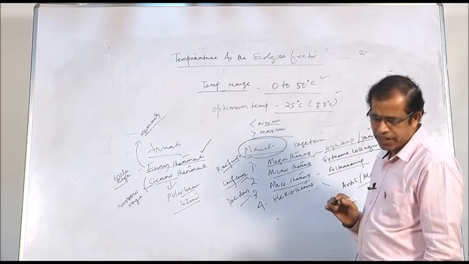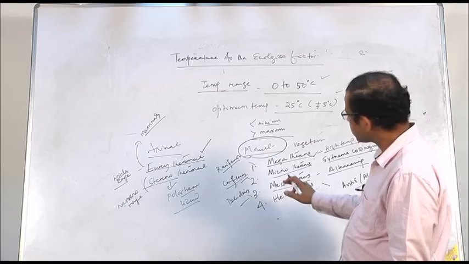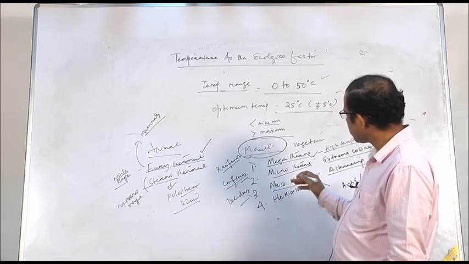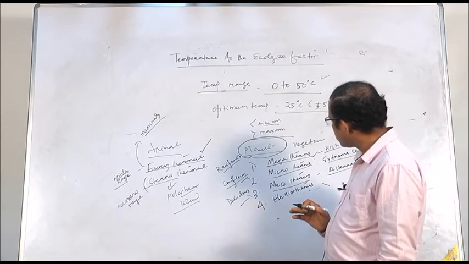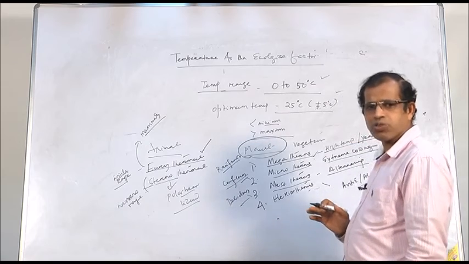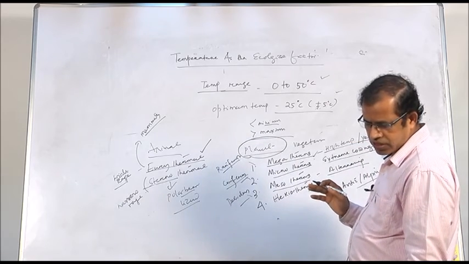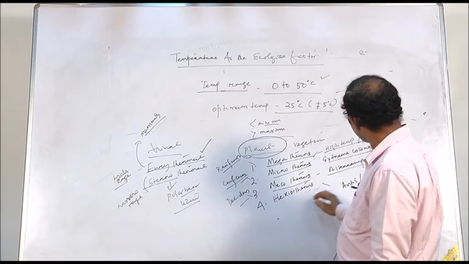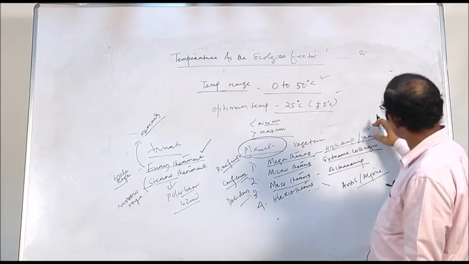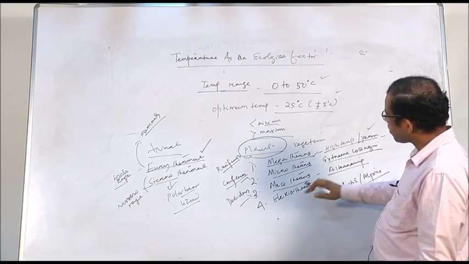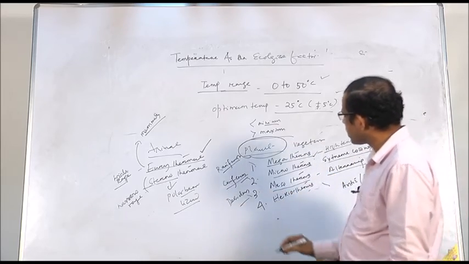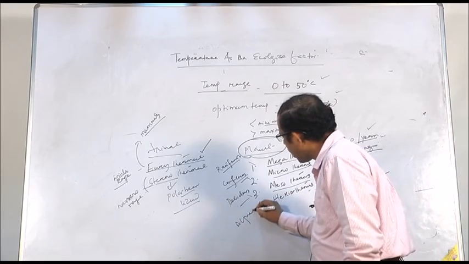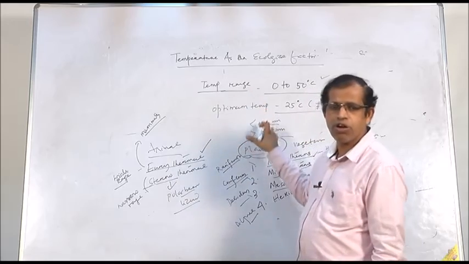Here deciduous means the plant is without leaves for a certain part of the time. So depending upon the temperature, as we have discussed in the biomes, you are getting different types of forest. That shows how the temperature is affecting the vegetation.